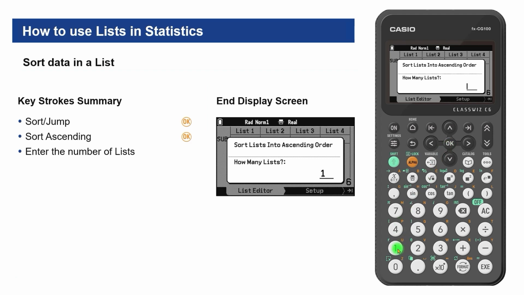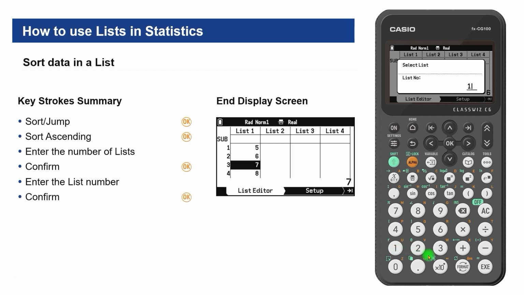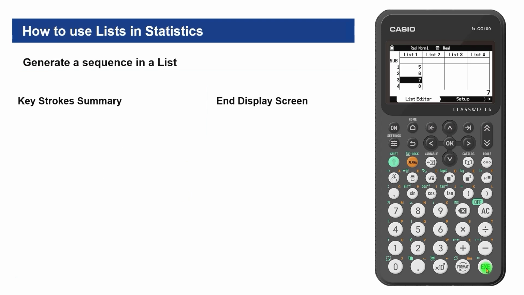Enter the number of lists to be sorted, which for our example is 1. Confirm to enter the list to be sorted. Enter the list number and confirm to sort the list. To sort more than one list, another pop-up will appear asking for the base list number. For more than a few data items, it could be more efficient to enter data as a sequence.